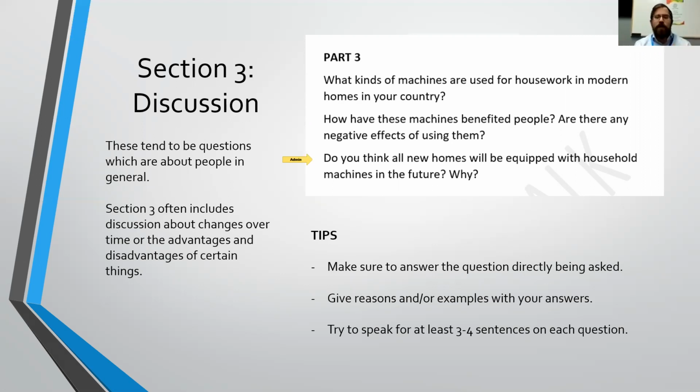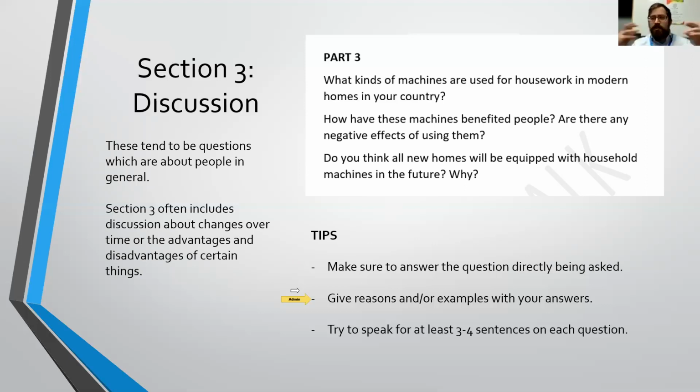Why? So you can see here that they're more advanced questions and will often include those mixed verb tenses, maybe some past tense about your home country and the machines used there, and then some future tense. What will happen in the future? Some important tips for this are make sure to answer the question directly being asked. So it's very good to start with that. Do you think all new homes will be equipped with household machines in the future? Yes, I think all new homes will be equipped with fancy new machines in the future because... Okay, give reasons and or examples with your answer.